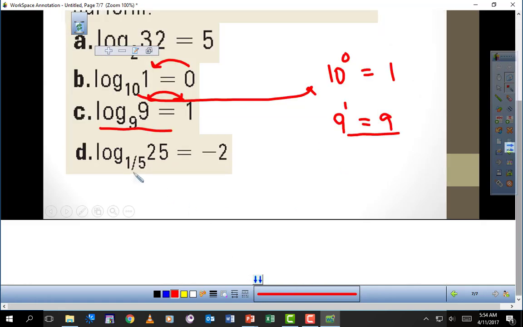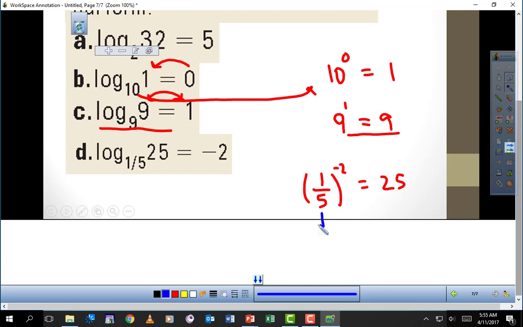Okay? So now how about this one? This one's a little bit tricky. Okay? So the base is 1/5. So 1/5 is the base. And then again, these two are going to switch places. So we're going to put -2 is equal to 25. Oh, is that really true? Okay, well, let's check this out and see if it's true. Okay, so we have a negative exponent.